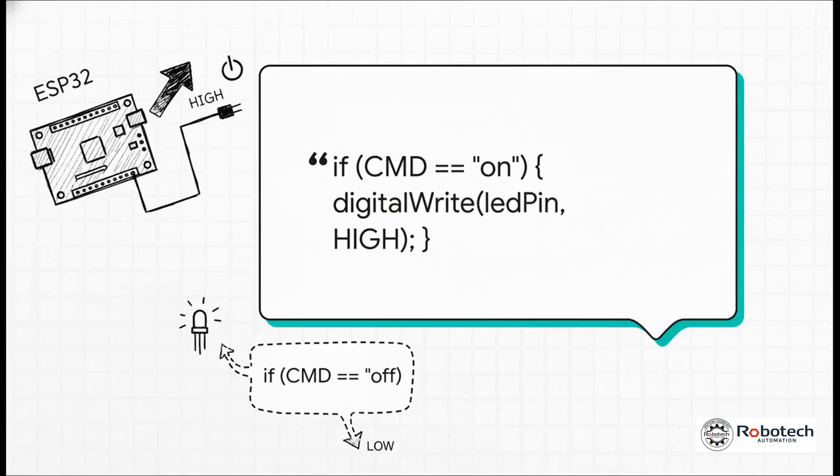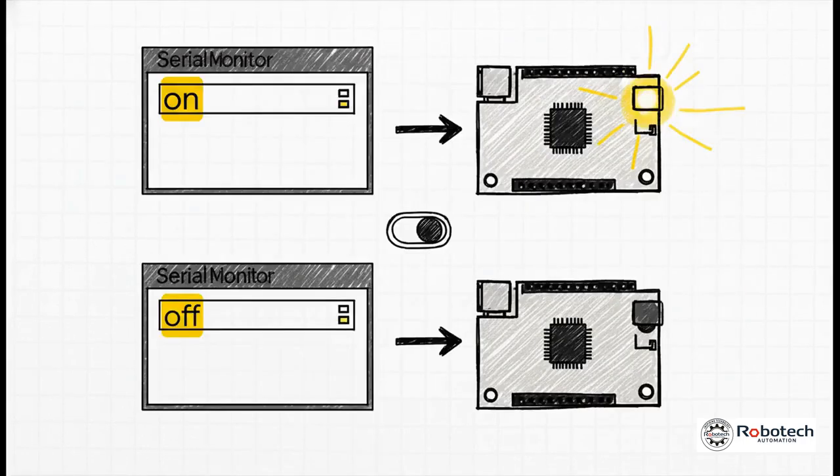And this is it. This is the brain of the operation. The code just looks at that CMD variable and asks, does this text say exactly on? If it does, bam, digitalWrite sends power to the LED pin and the light turns on. You could easily add another if statement to check for off and turn it low. And that's it. The code's done.